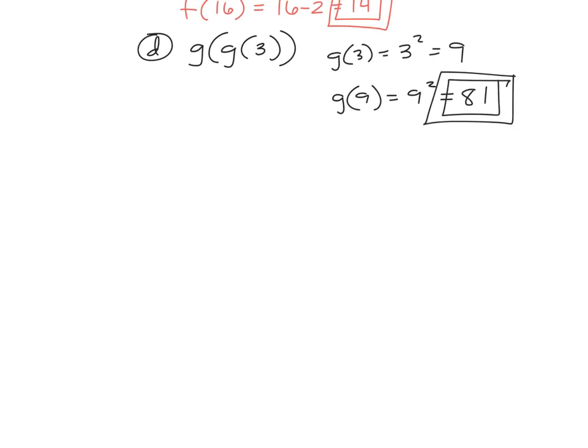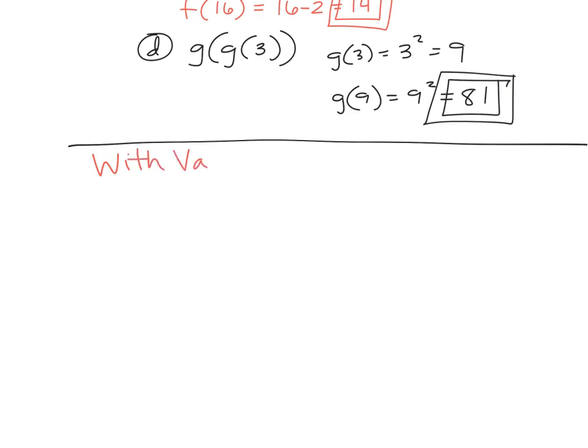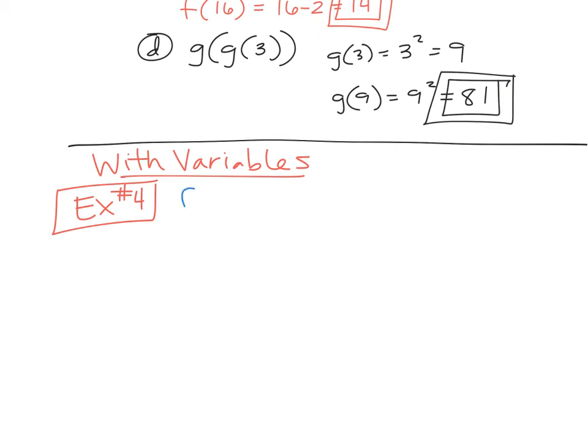Right, I got 4 more little problems for you. 2 big ideas here. We're going to add some variables to these ones. Okay. Let's say our functions, this is example 4. Our functions are f of x, which is x plus 3, and g of x, which is 2x.